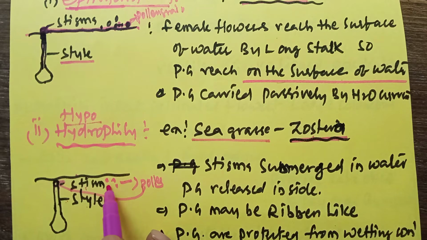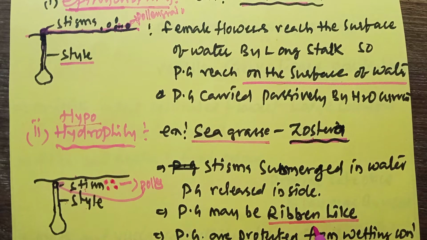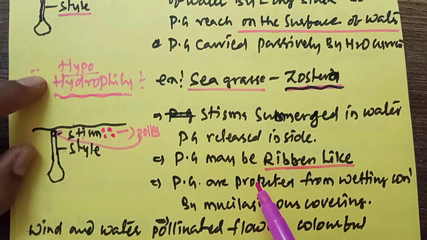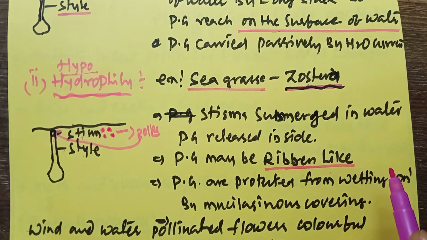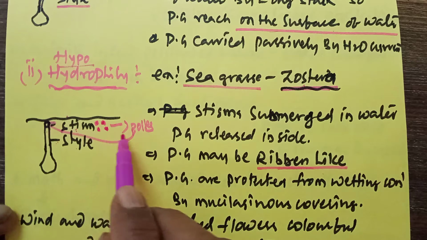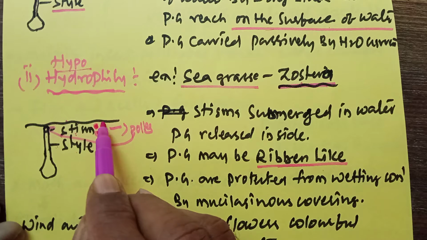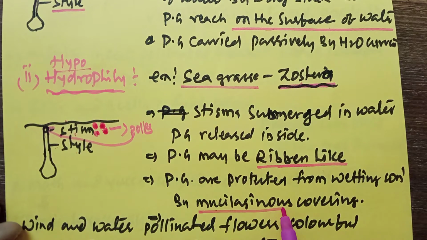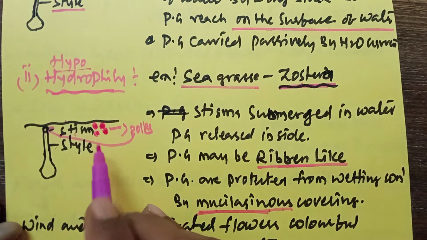In this pollination, the pollen grains structurally vary. These pollen grains are ribbon-like structures. Ribbon-like pollen grains propagate to the stigma inside the water, so this pollination is called hypohydrophily. These pollen grains present inside the water are protected by a mucilaginous cover. The mucilage cover protects pollen grains from wetting conditions.